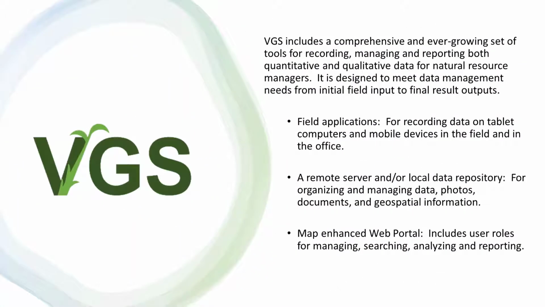The VGS suite consists of three major components. VGS Windows and VGS mobile applications are designed to ease data collection in the field and allow for on-the-fly management and reporting. A local or cloud-based server houses all of the data, photos, documents, and geospatial information, and VGS Online lets users view, edit, query, and report on the data from folders or maps via the web browser portal.